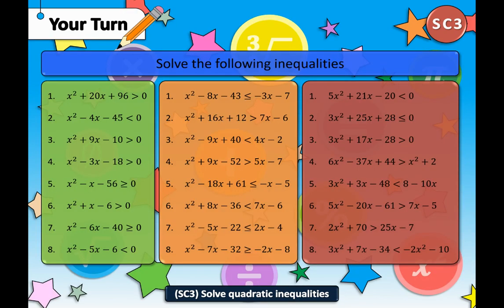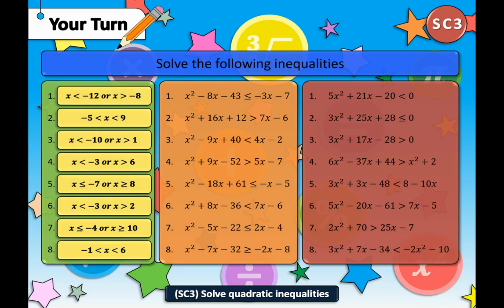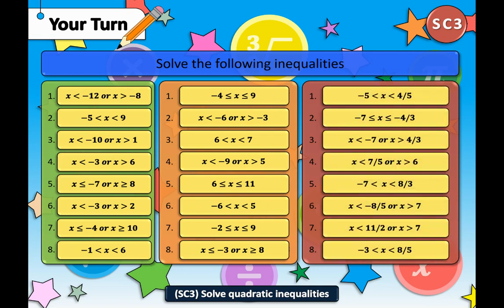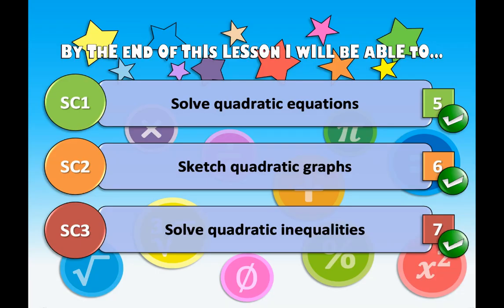Here are some questions for you to have a go at. Pause the video, and when you're ready to mark your work, press play. Here are your answers. So there's your green answers, there's your amber answers, and there's your red answers. So now we've completed success criteria 3. Now that we've completed the last objective, it's time to end the video.